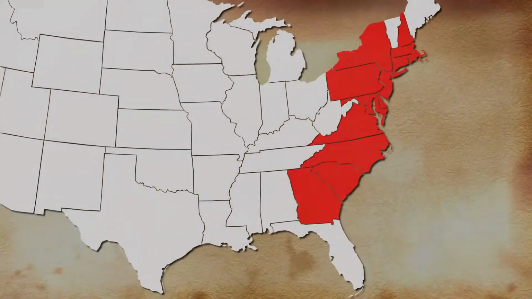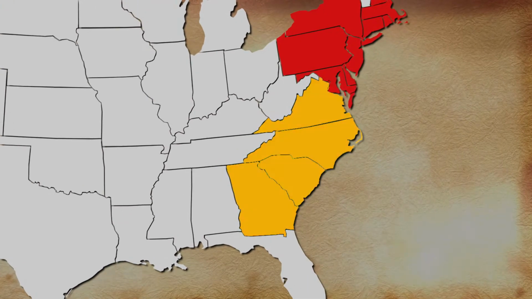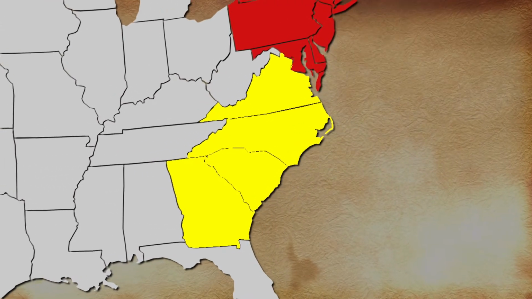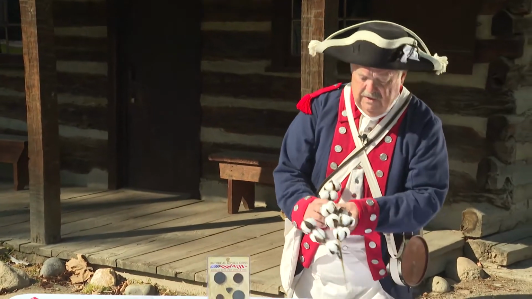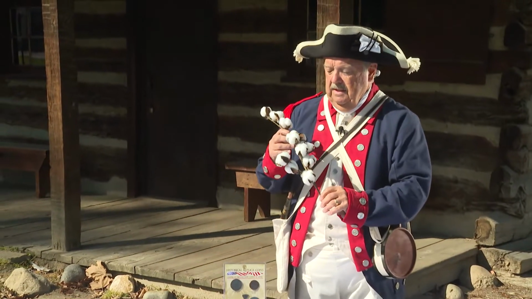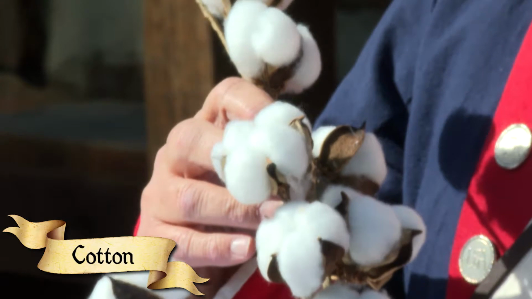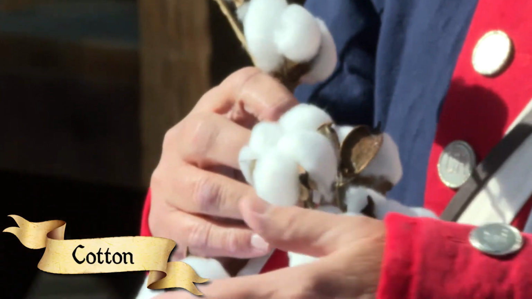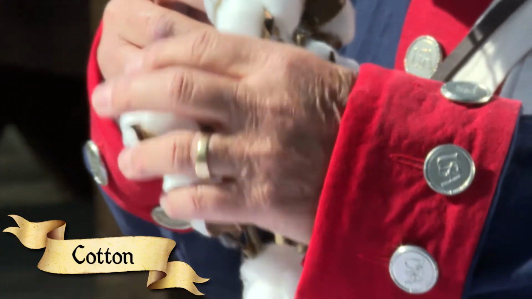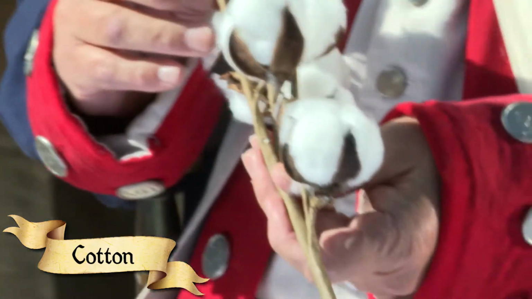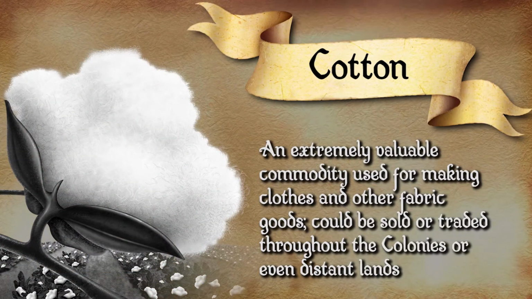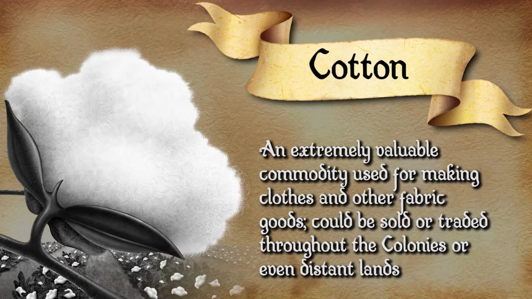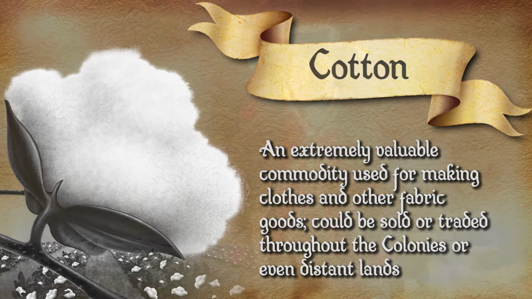The southern colonies, Virginia, North Carolina, South Carolina, and Georgia, focused more on what they could grow. One of the items they grew was cotton. Cotton was a very popular item, very expensive because they had to hand harvest it, so it actually became very valuable. And this could be used in any fabrics. They shipped it to other colonies, and they also shipped it overseas to England and other continents.